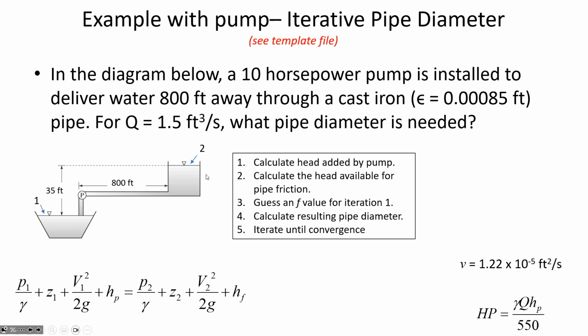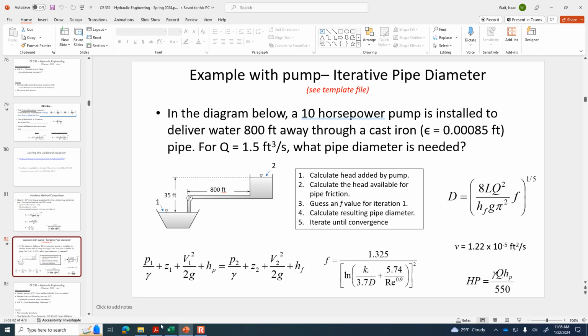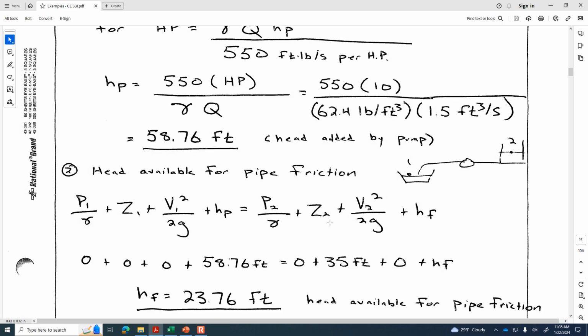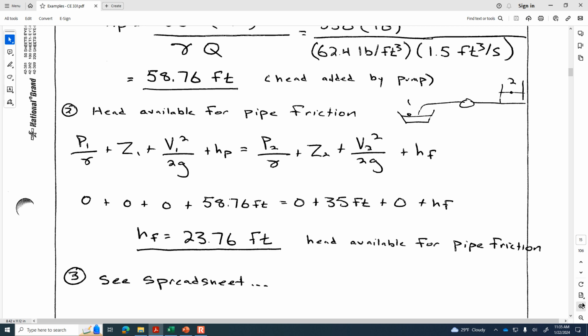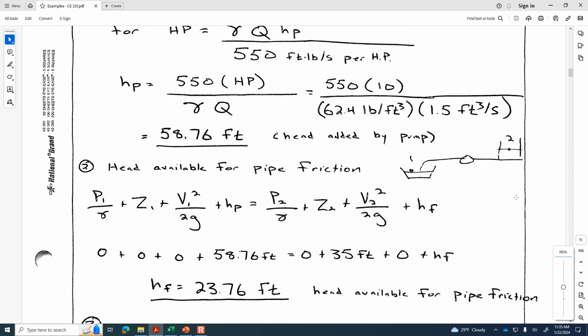So it's the driving force. The pump is adding the energy. The system is taking the energy. The elevation difference is 35 feet of that energy being used up. And so there's 23.76 feet of energy available to cause the flow. And where is that going? It's overcoming the resistance due to pipe friction. So let me just quickly show the rest of these calculations on here, and then we're going to go to that template file.